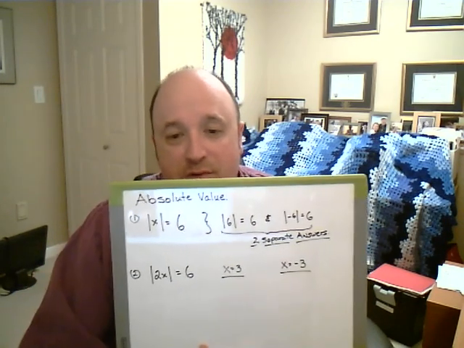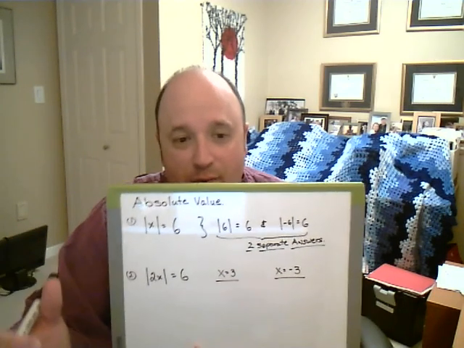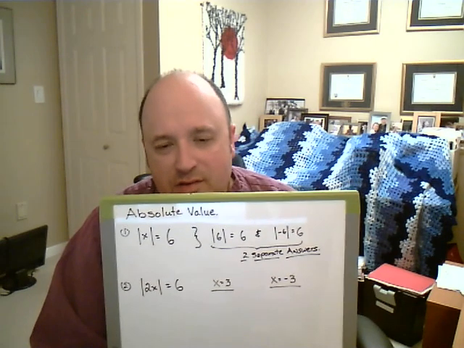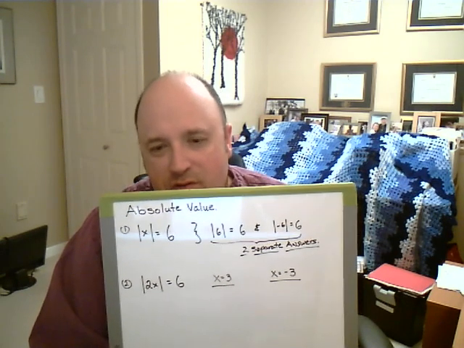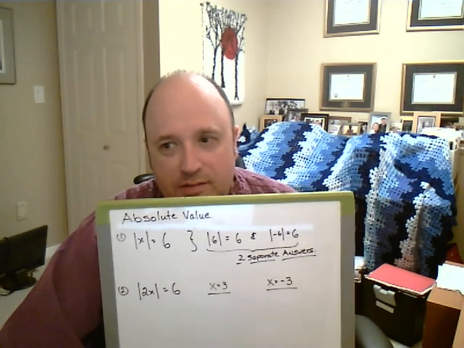And well, 2 times 3 is 6, and 2 times negative 3 is negative 6, but the absolute value part makes it positive. So I have two answers. Okay, so there's my two separate answers again. Let's see if we can see some other patterns in some other questions.